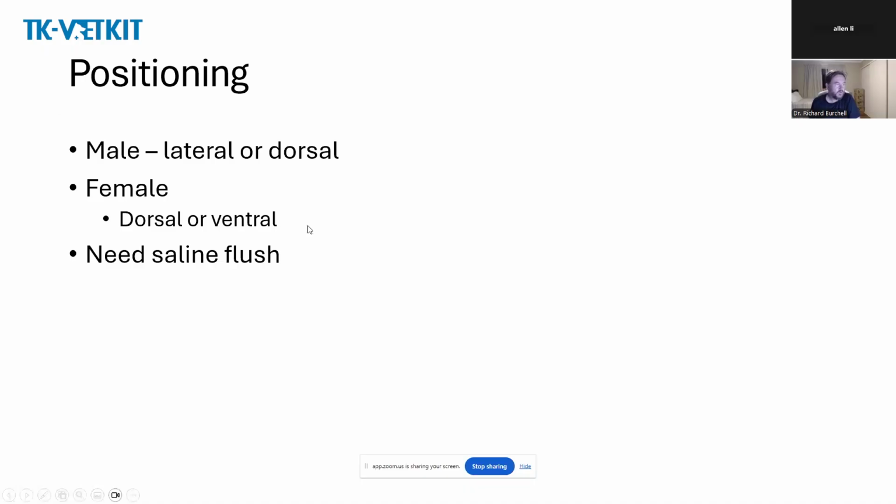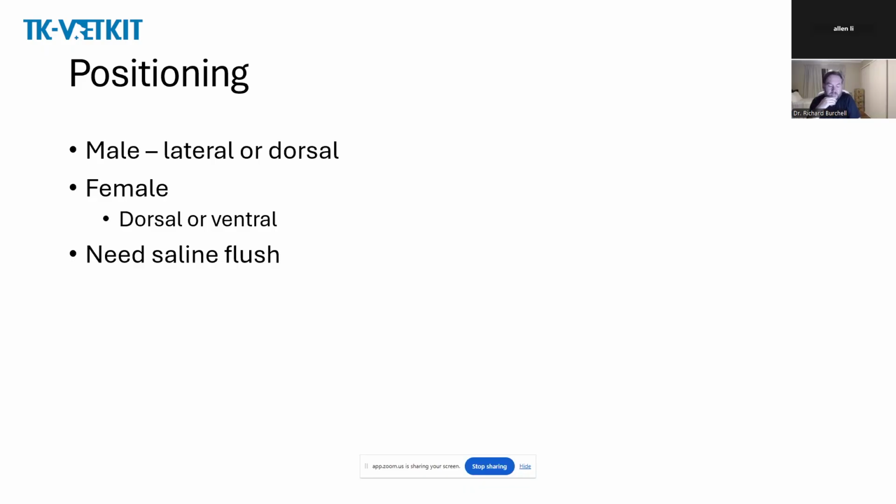Females, dorsal or ventral. A lot of clinicians like them to be dorsal, so upside down. The reason for that is that the external anal sphincter is below the vulva, so if you have any fecal soiling, it tracks away.